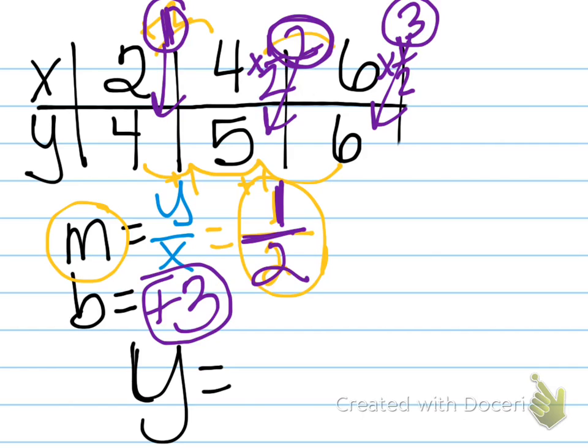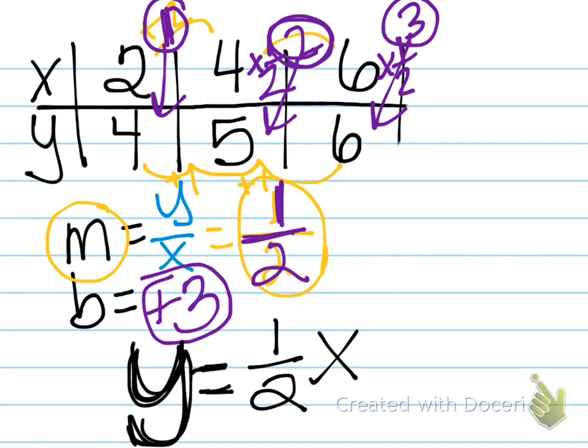Now all we have left to do is plug it into our equation. Our equation should always start in y-intercept form with y. What is y? y equals our slope, 1/2 times our x. Good, because we're going to multiply our slope by x, and then we are adding our 3. Good job, guys.